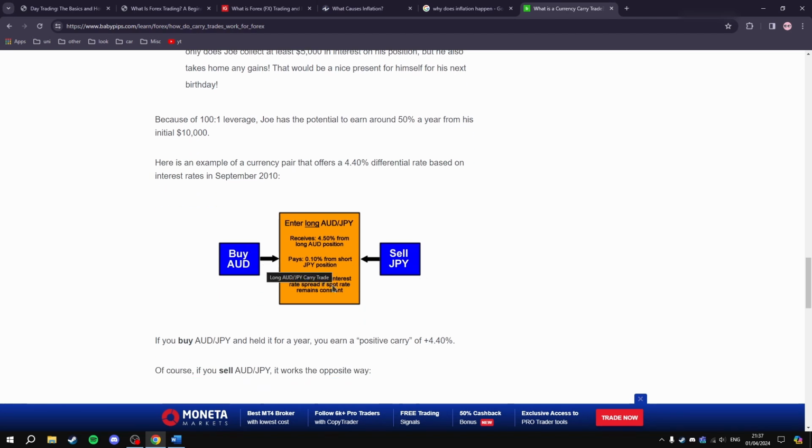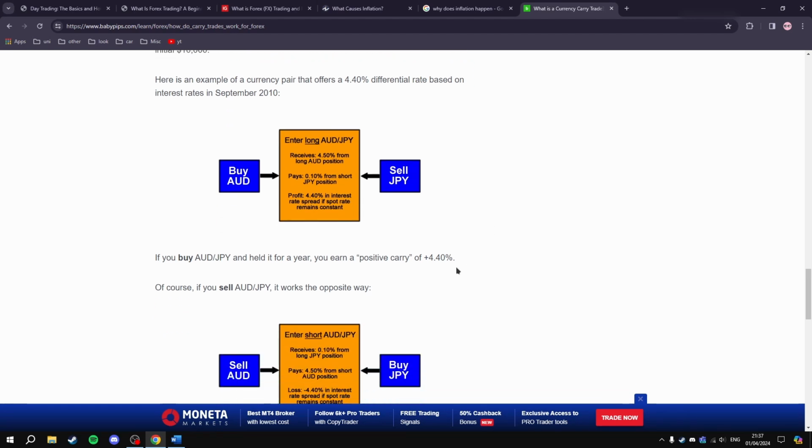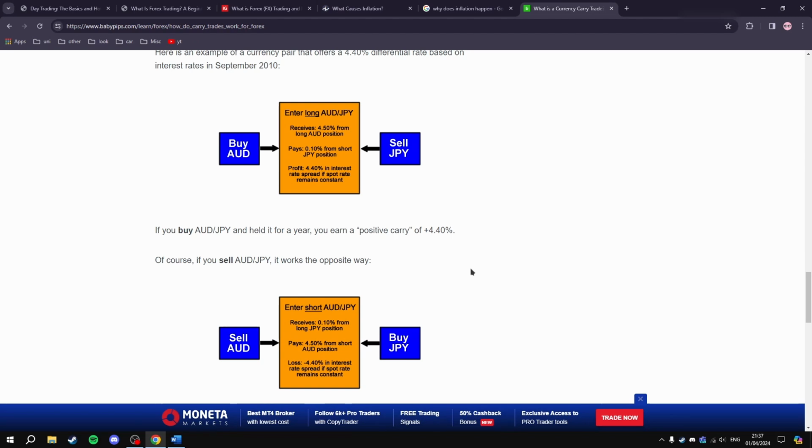Buy AUD, sell JPY, so enter long AUD JPY. You receive 4.5% from the long AUD position and pay 0.10% from the short JPY position, for a profit of 4.40% in interest rate spread if the spot rate remains constant. If you buy AUD JPY and held it for a year, you would earn a positive carry of plus 4.4%.